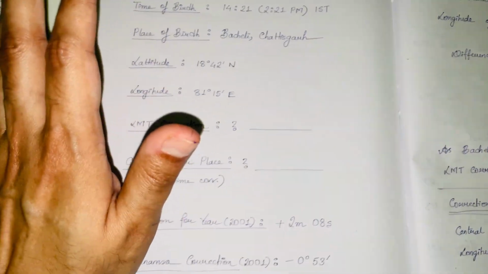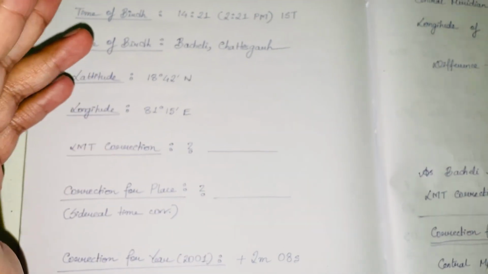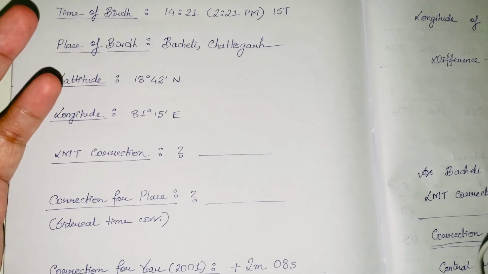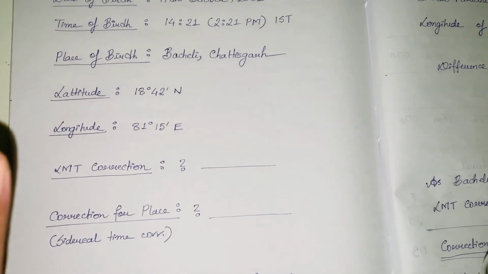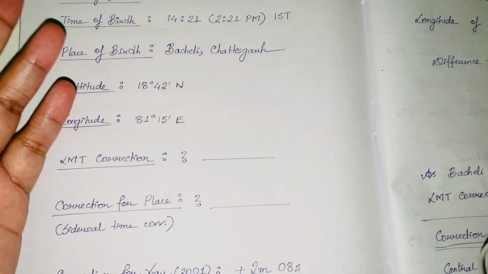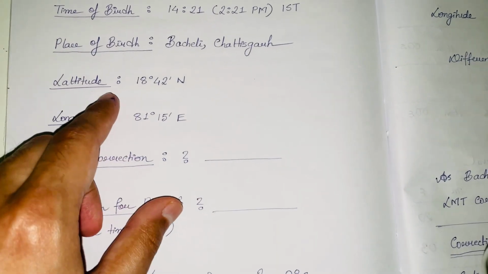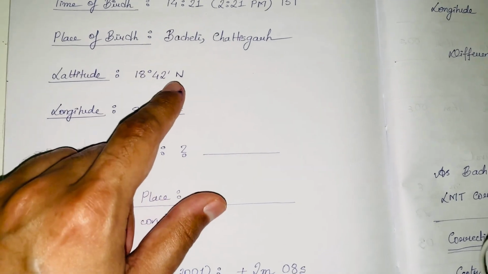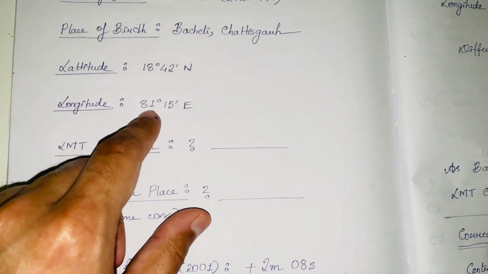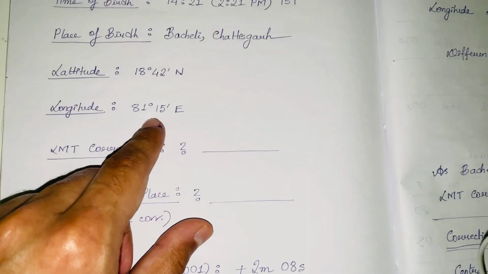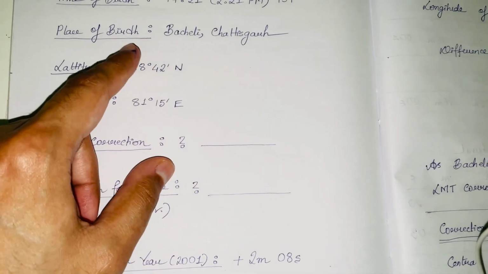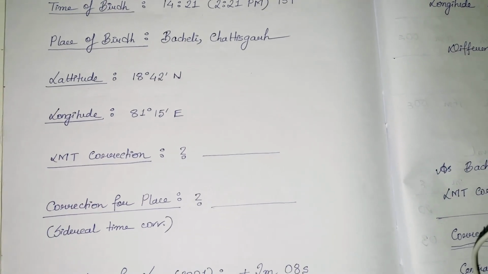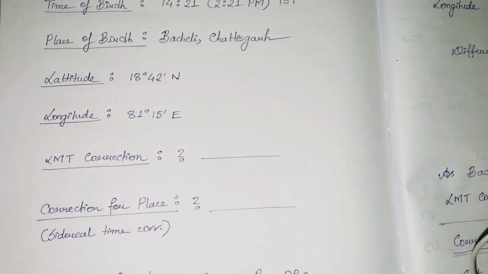Now what you need to do is figure out, using the internet, the latitude and the longitude of the particular place. I have used Wikipedia, and the latitude of BACHELI is 18 degree 42 minutes north, and the longitude of BACHELI is 81 degree 15 minutes east. These two details you can easily find from a Google search, from the internet. Not a big problem, right?